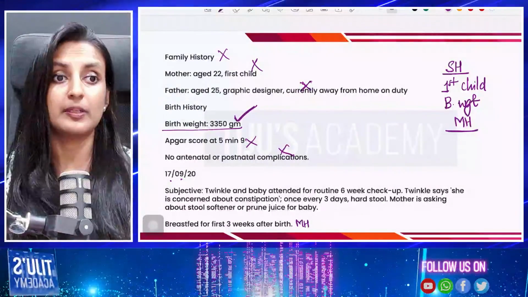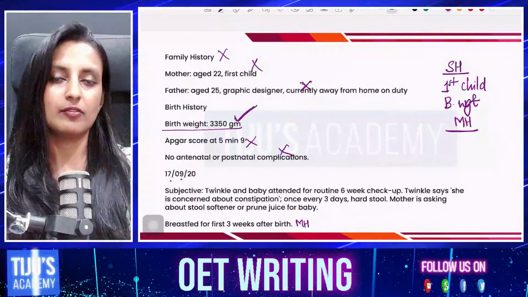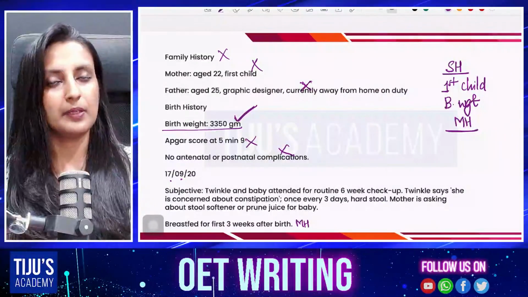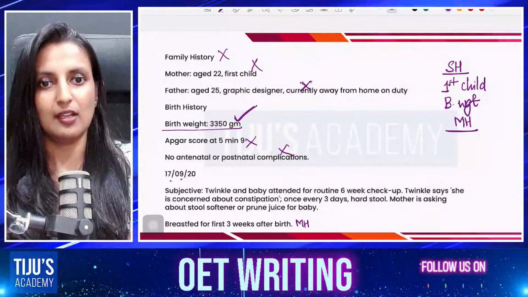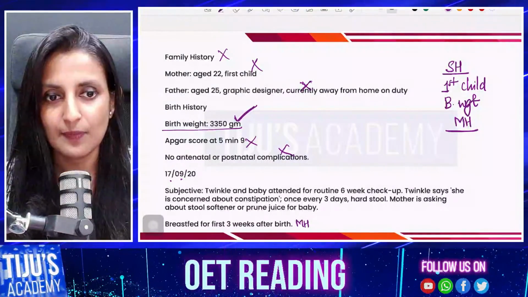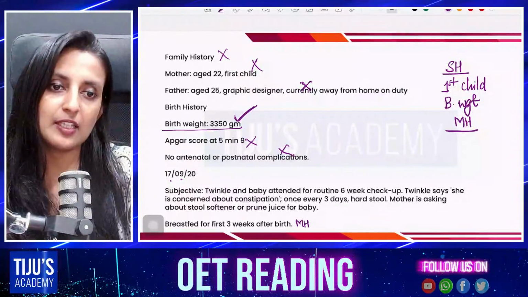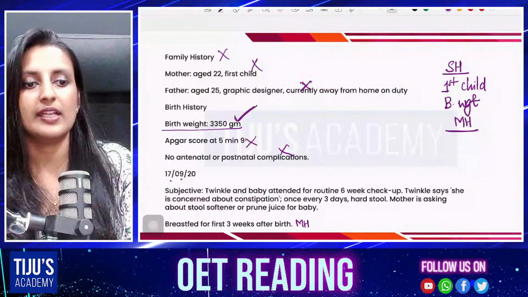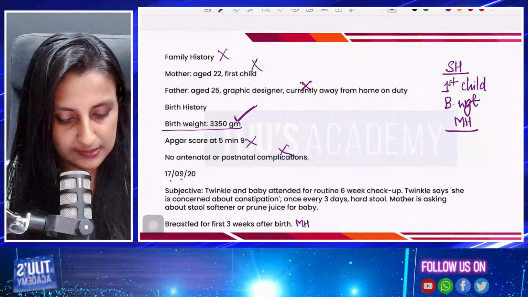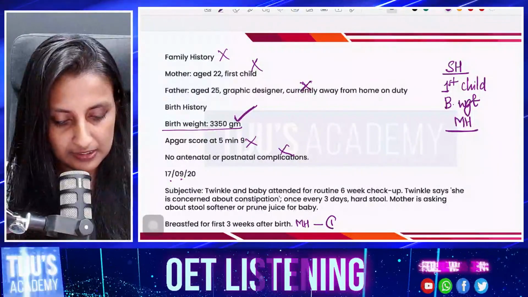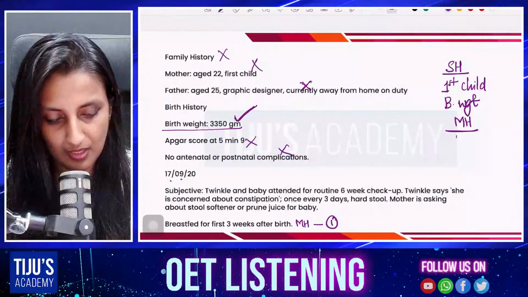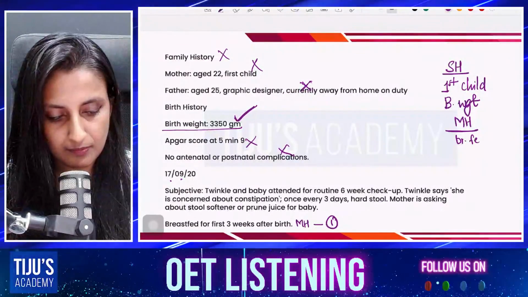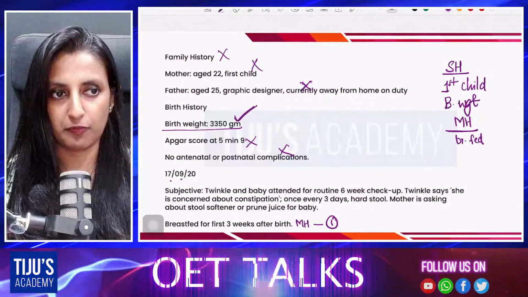So what should we say in the past medical history? Aiden Freddy is the first child, and the birth weight was mentioned. After that, past medical history says Aiden was breastfed for first 3 weeks after birth. So what should we do as the first point? We have to write in the past medical history: breastfed. That point should come first.